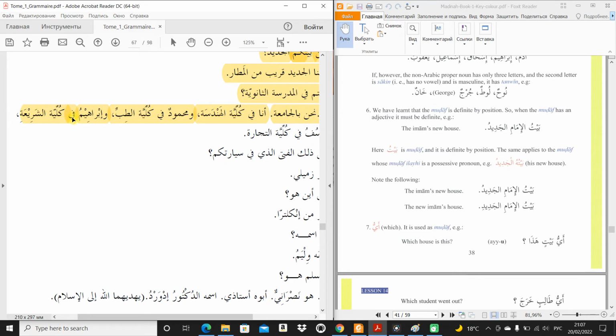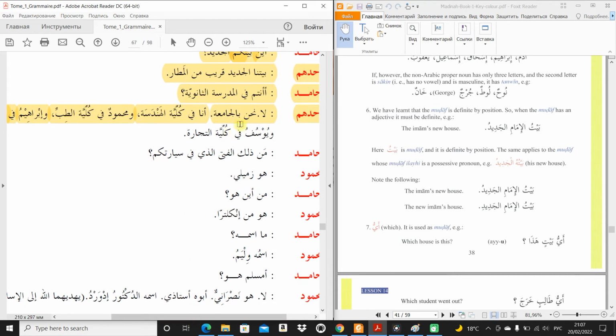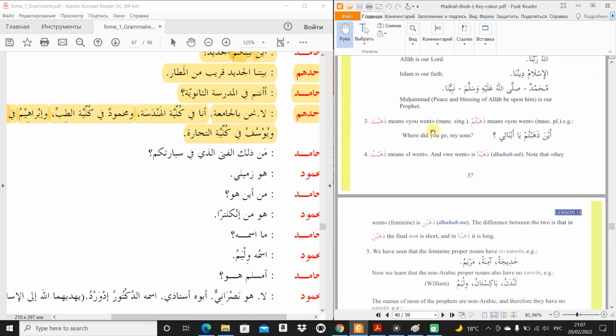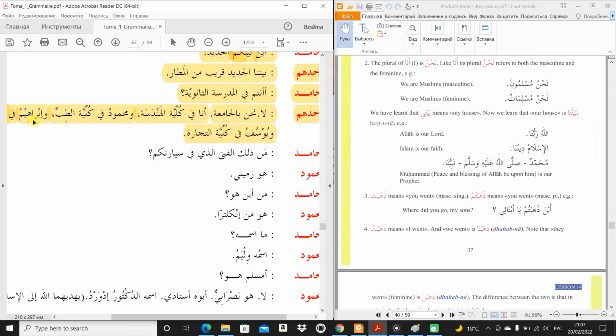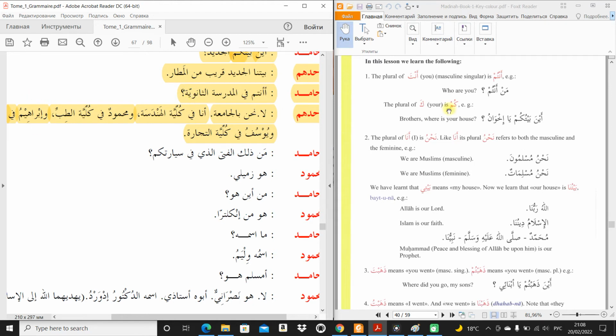Well, let's complete the sentence, and then I will explain why it doesn't take tanween. ويوسف في كلية التجارة. And Yusuf is at the faculty of trading. Well, all non-Arabic names don't take tanween. And like Ibrahim, that's not an Arabic name. Yusuf, it's not an Arabic name. That's why they don't take tanween.